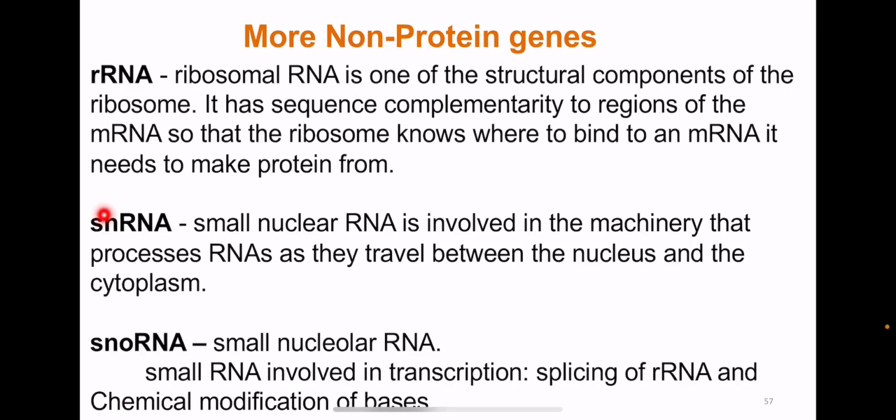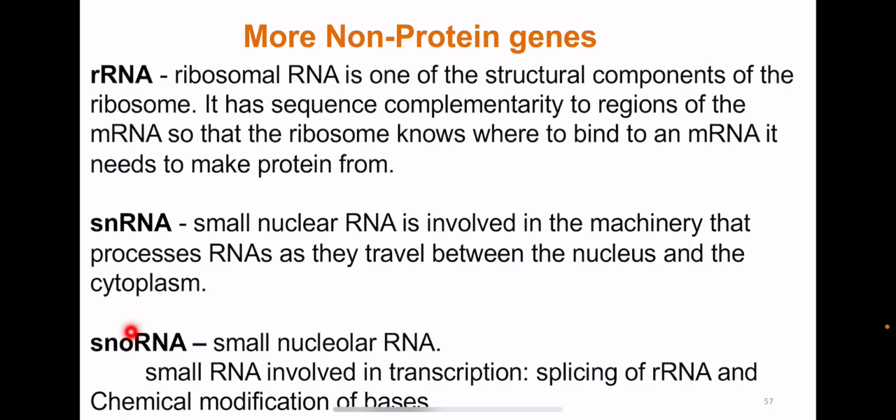Another example of the non-coding or non-protein genes or RNAs are the snoRNAs, small nucleolar RNAs. This is involved in processing of rRNA. So snRNA is splicing of mRNA, snoRNA is splicing of rRNA. It also does different modifications aside from splicing. It also helps in chemical modification of the bases.